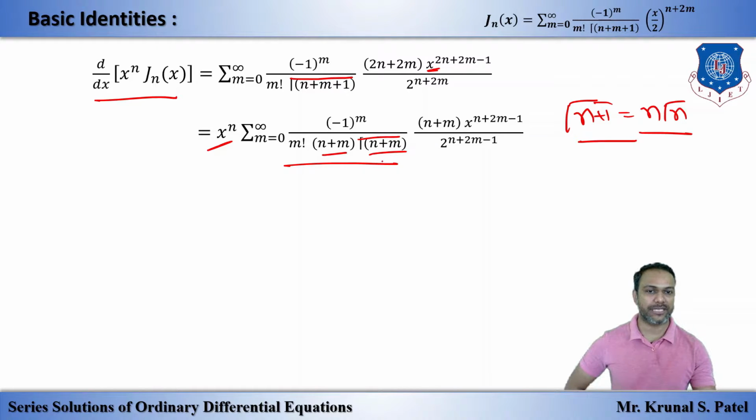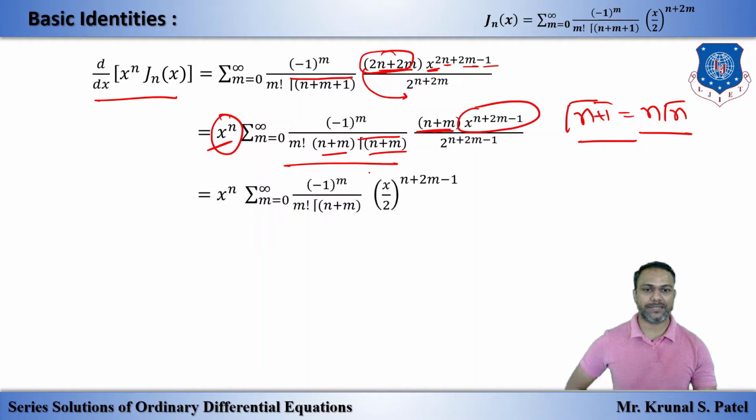That concept we can use here, and we have this 2 common, so 2 goes with this 2, so 2 raised to n plus m minus 1, so this becomes n plus m, and x raised to n plus 2m plus 1, because we took x raised to n outside from this. By simplifying, we can cancel out this 2, so we have the remaining term, and x by 2 raised to n plus 2m minus 1.